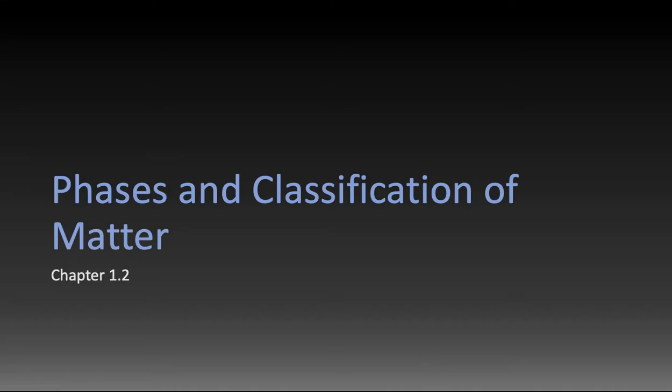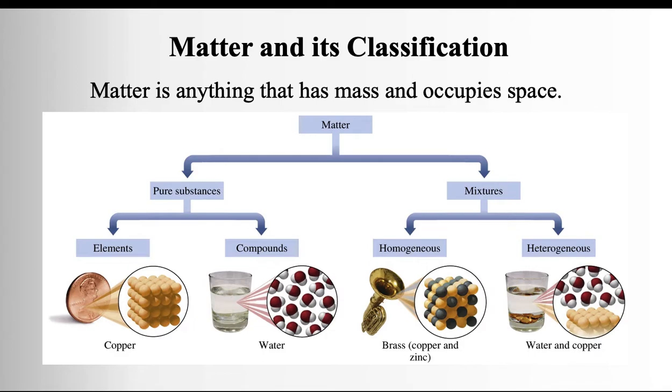To part 2 of lecture for chapter 1. We're going to cover section 1.2 and 1.3, phases and classification of matter. Well, in chemistry and other sciences, but in chemistry, we study matter for the most part. So we're going to have to define what matter is, and then we're going to classify it.